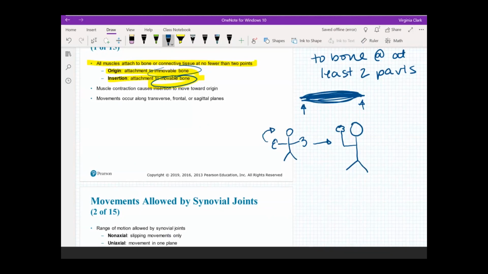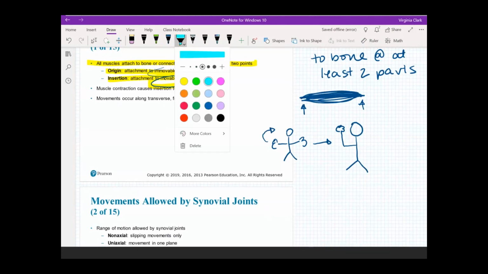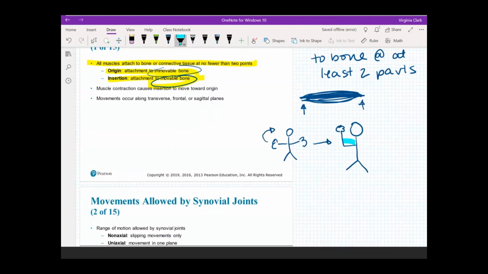Okay, so to do that, there are skeletal muscles that are going to be doing that. The skeletal muscles are attached to bone. So let's say the muscle that we're talking about is going to be right here. Whoa, that's way too thick. Okay, let's try that again. It's connected right here. So there's one connection here and one connection here. Because it's a skeletal muscle, there has to be two connections. You guys good with that?